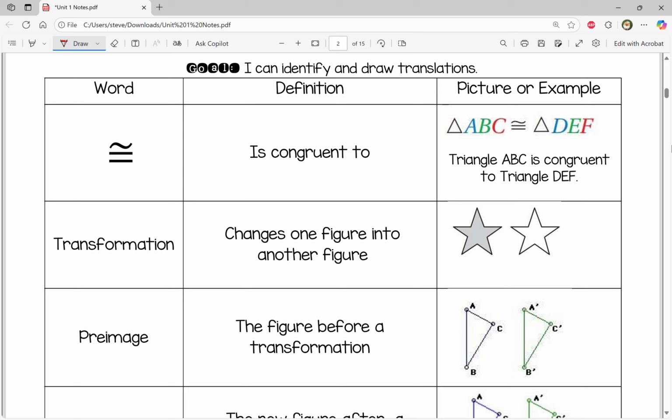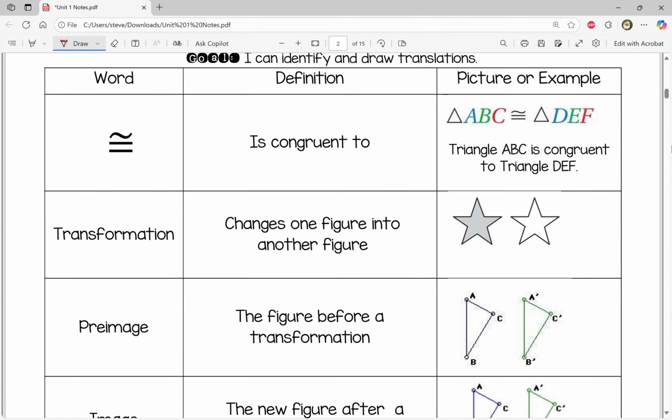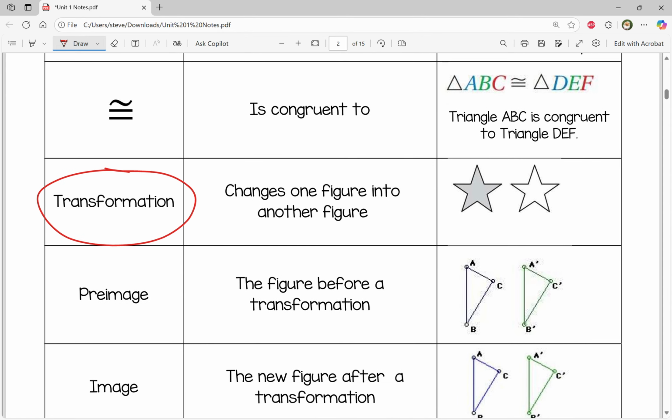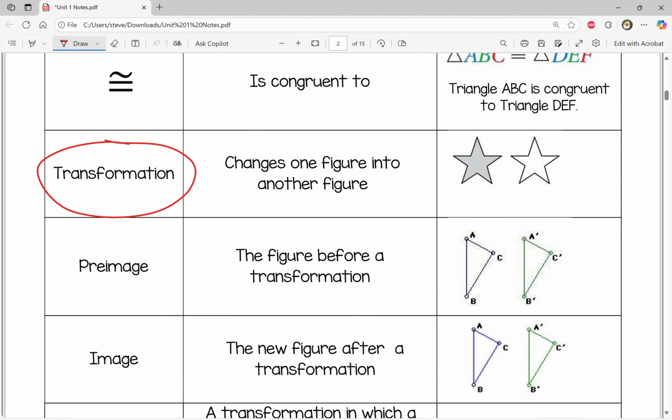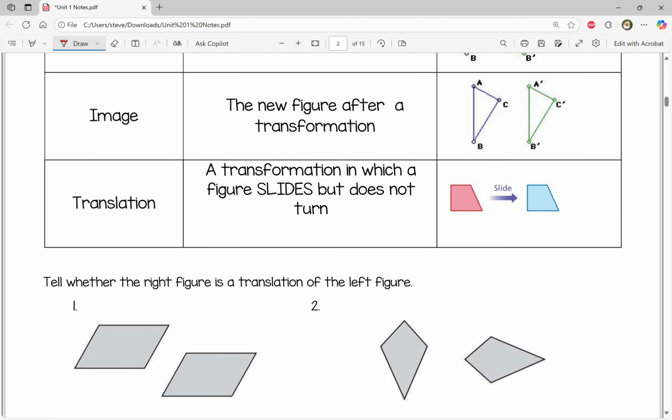The first lesson of the year is about translations. Translations are a transformation where we change one figure into another figure. But a translation is quite simple because it's where a figure slides but does not turn. The original meaning of translation being to move across. So we're just simply saying how far to the left or right or up or down we're moving it.